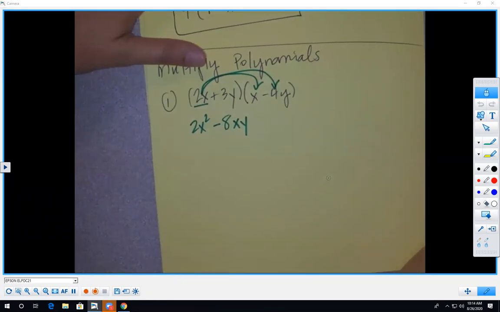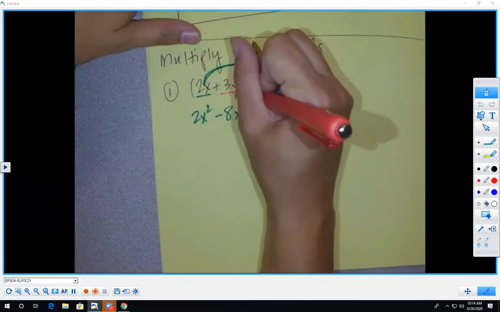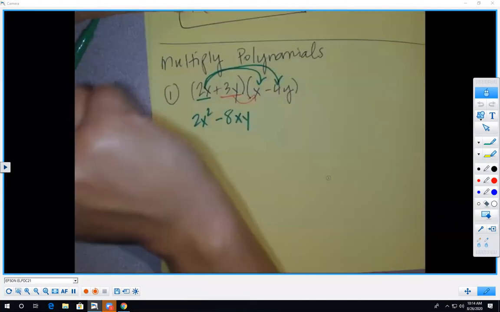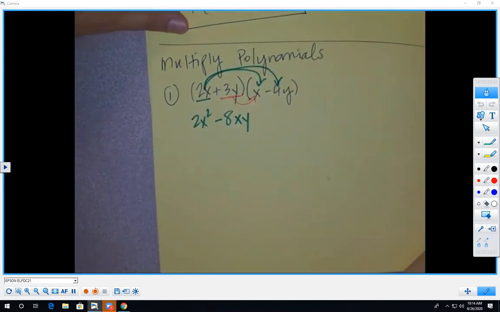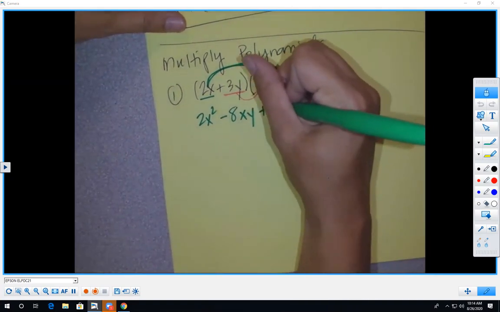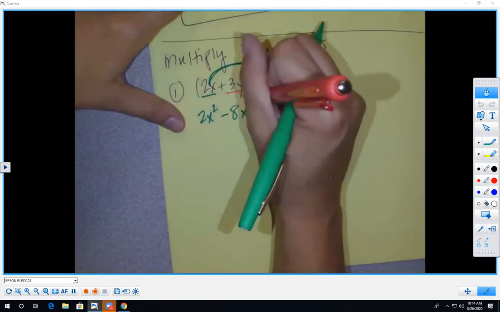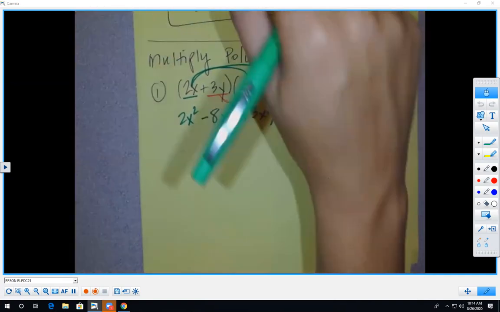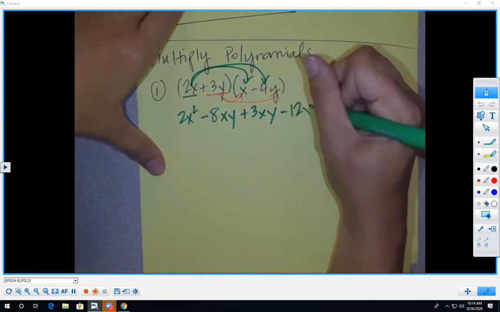Now the I on FOIL is inside terms. So I'm going to do this 3y times the first thing in the other parentheses. What's 3y times x? 3yx, 3xy, it doesn't matter. I just encourage you to put them both the same so you see them as like terms, plus 3xy. And then the L is for last. What is 3y times negative 4y? Negative 12y squared.